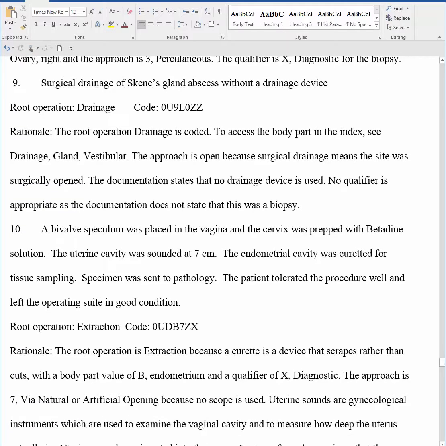Number 10 says a bivalve speculum was placed in the vagina and the cervix was prepped with betadine solution. The uterine cavity was sounded at 7 centimeters. The endometrial cavity was curated for tissue sampling. The word sampling is important. Specimen was sent to pathology. The patient tolerated the procedure well, left the operating suite in good condition.